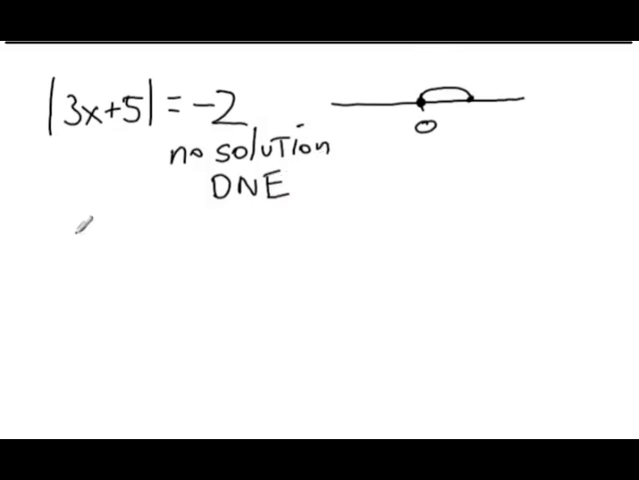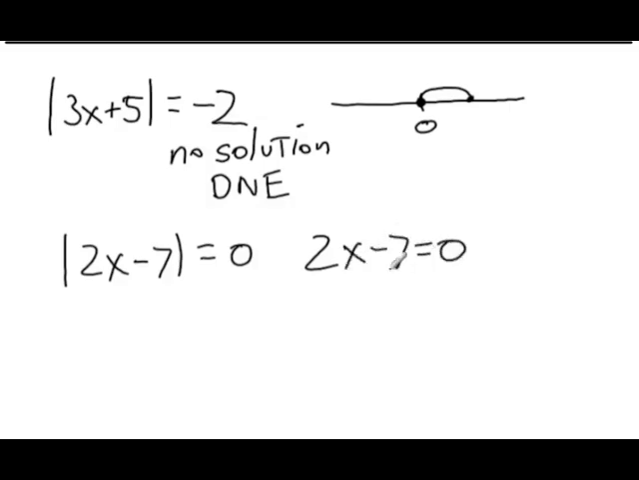All right, let's try one more. Absolute value of 2x minus 7 equals 0. In this case, what's in here can only be 0. That's the only possibility. So if 2x minus 7 is equal to 0, we'd add 7 to both sides, get 2x equals 7, divide both sides by 2, and get x equals 7 halves. So if an absolute value expression is equal to 0, we can only have one solution.